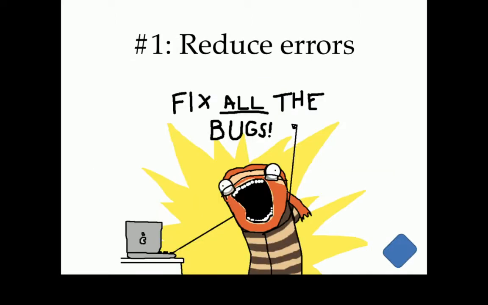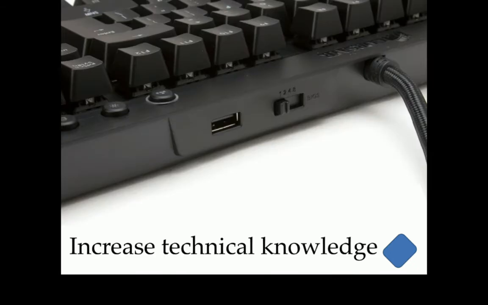So the first one is reduction of errors, better known as bugs. This is pretty self-explanatory. Less errors means faster code. Several ways you can do this. Number one is increasing technical knowledge, and I think this is also self-explanatory. Most often this comes from experience, because as you work more, you gain more experience, you make more errors, which in turn teaches you to make less. It's kind of a cycle that we never get out of.